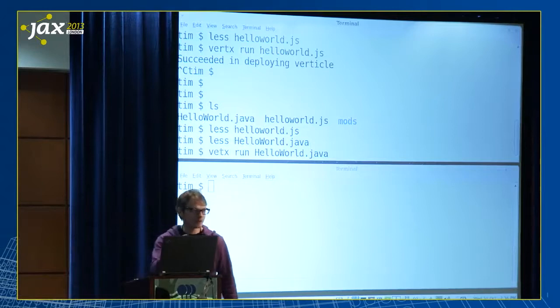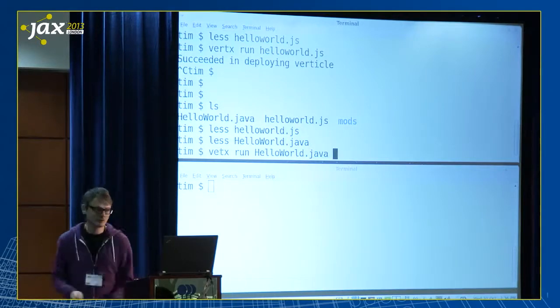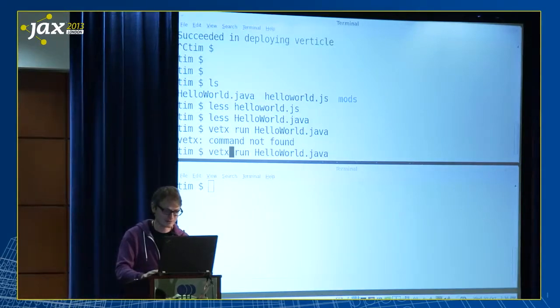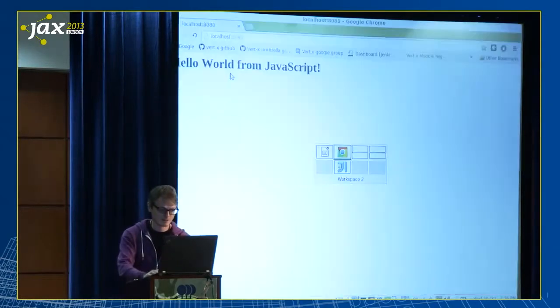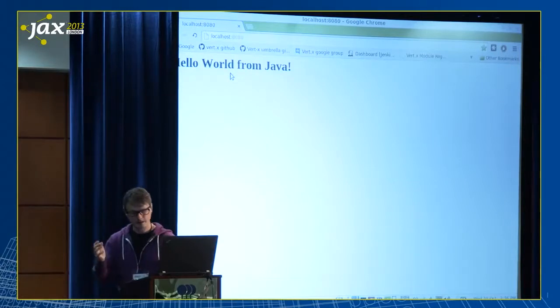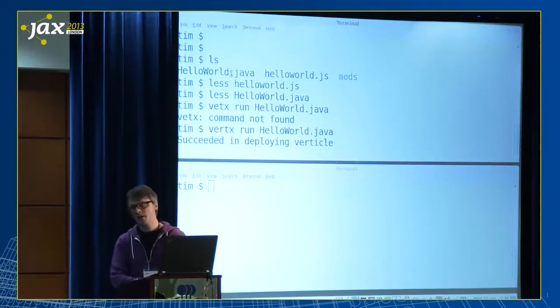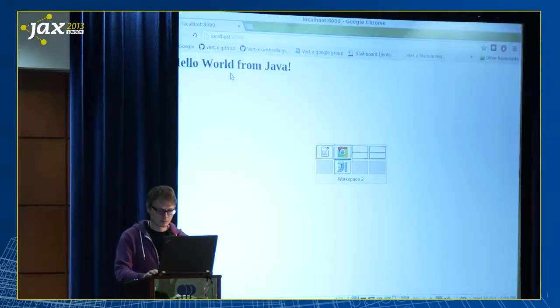So you don't have to worry about compiling your classes, putting them in a directory, constructing a class path, all this kind of stuff. You just do Vert.x, oh, if I can actually spell Vert.x right. Vert.x run hello world.java. There you go. F5. And there it is. So that's basically a simple vertical. So what we ran there is two very simple verticals. In itself, not particularly interesting.